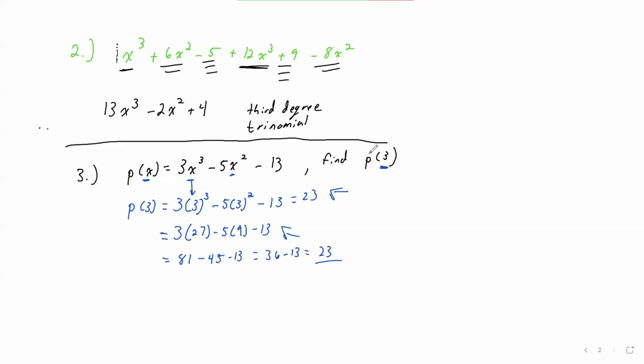Oh, this was the question. It says find P of 3. So basically what that's telling me is when I substitute all of this in, P of 3 is equal to 23. So basically what this is stating is if X is 3, my answer ends up being 23.